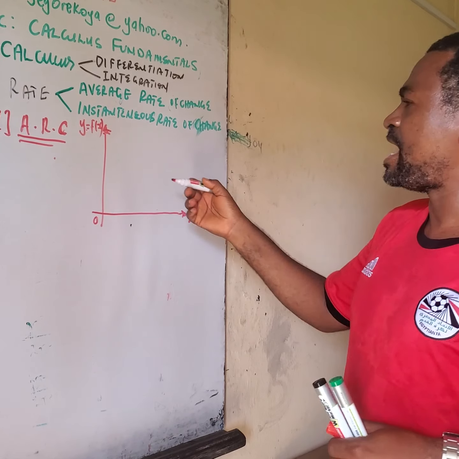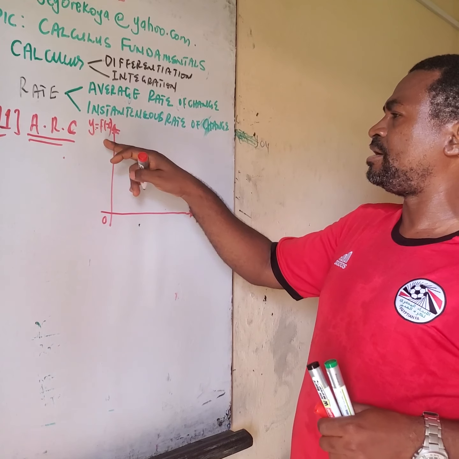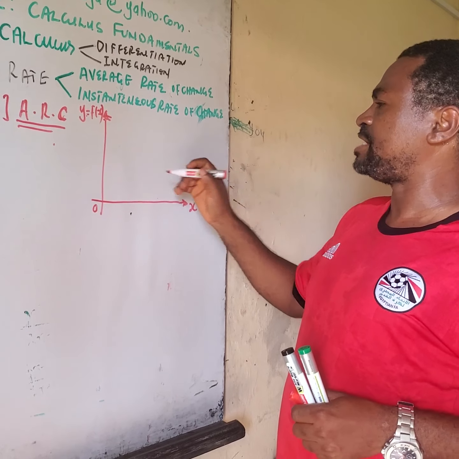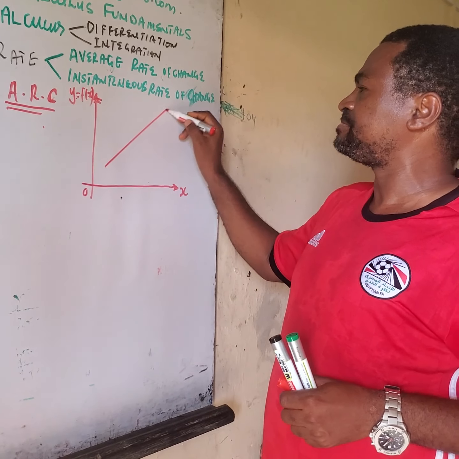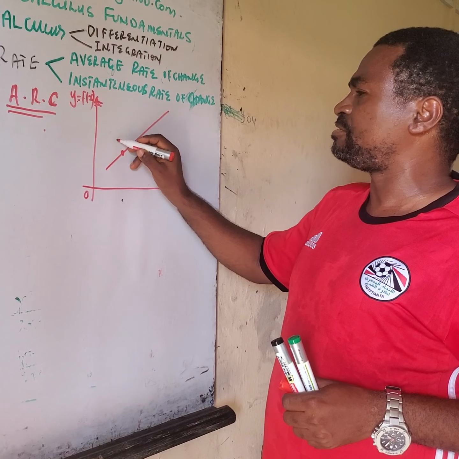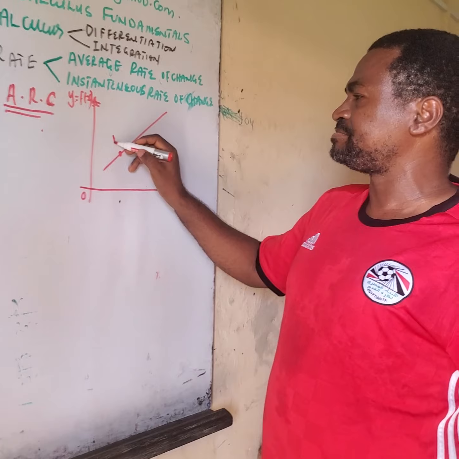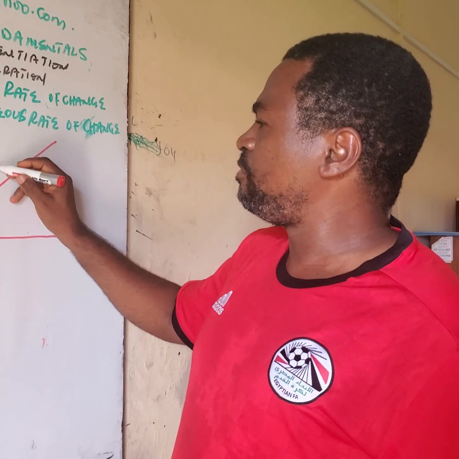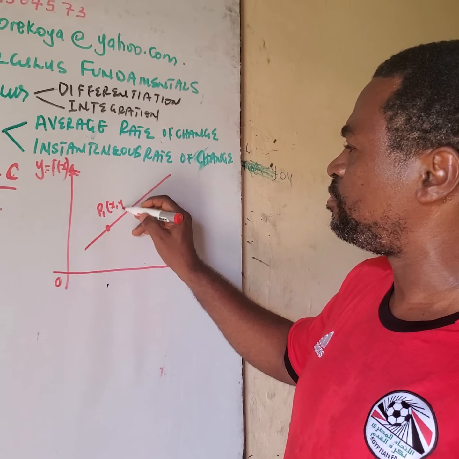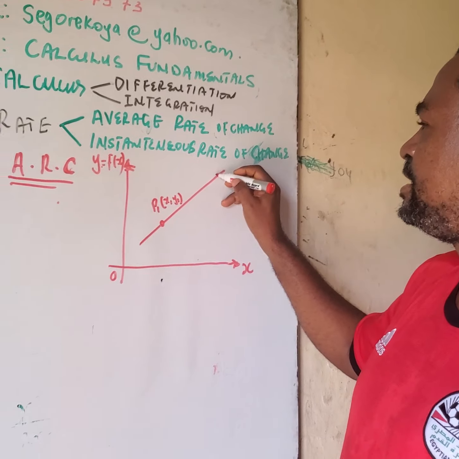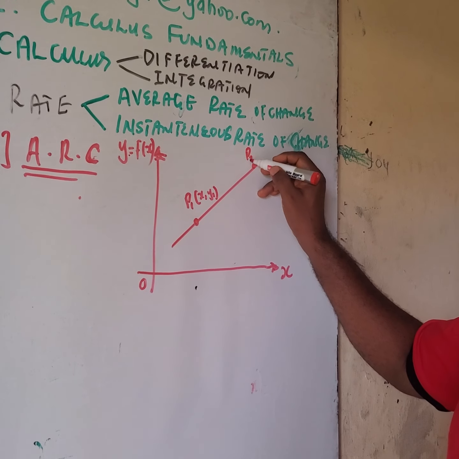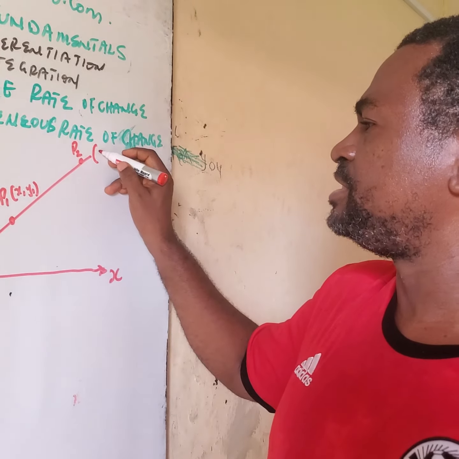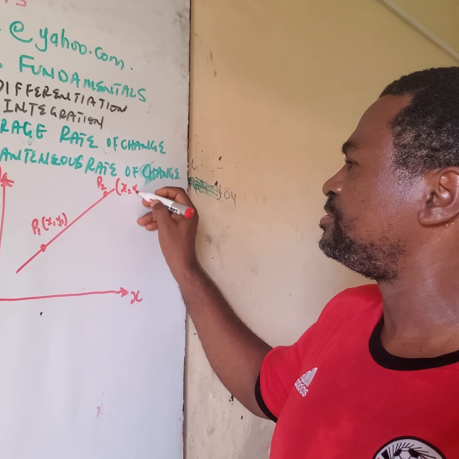Now, let's say I have the graph of this y with respect to x. After plotting the graph here, I have the first point. Call it point P1. P1 has a coordinate x1, y1. And let's say we have point P2. P2 has a coordinate of x2, y2.